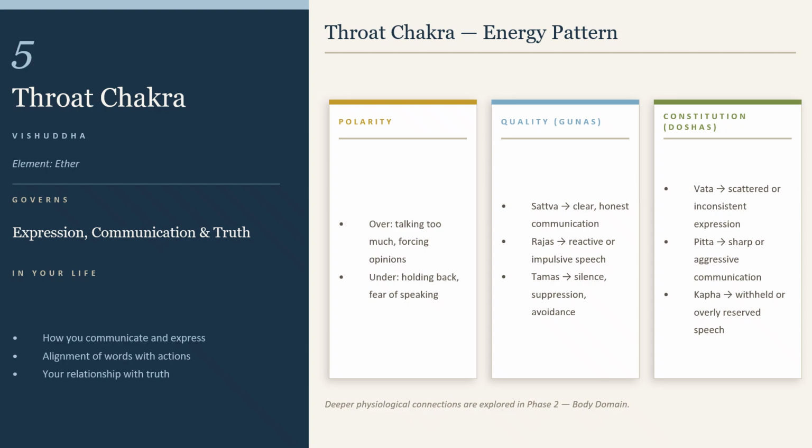For constitution, Vata imbalance creates scattered or inconsistent expression. Pitta imbalance creates sharp or aggressive communication. Kapha imbalance creates withheld or overly reserved speech. In life, this shows up in how you communicate, how you express truth, and how aligned your words are with your actions.